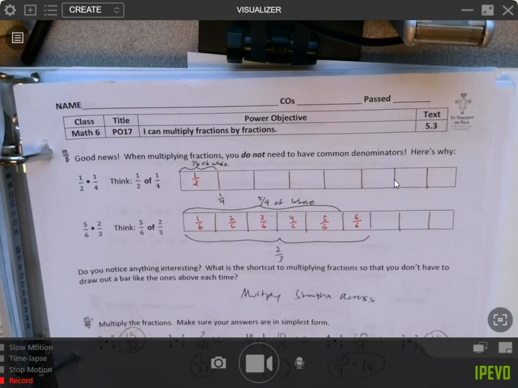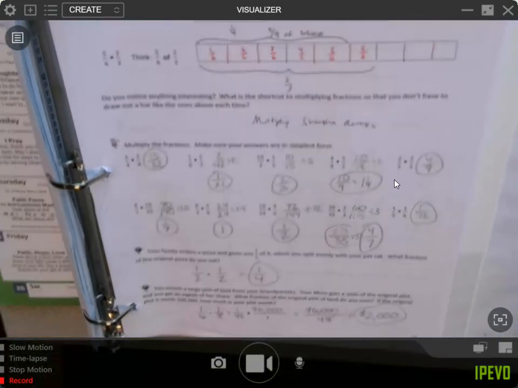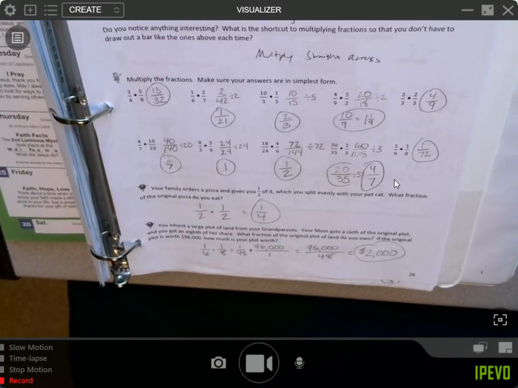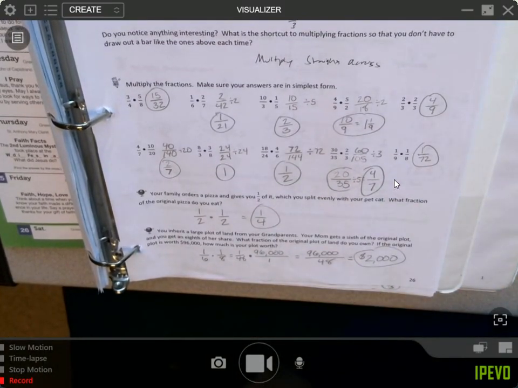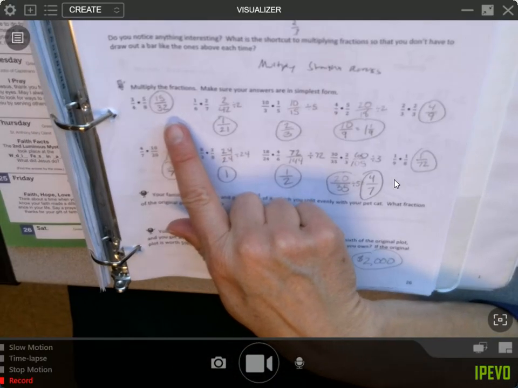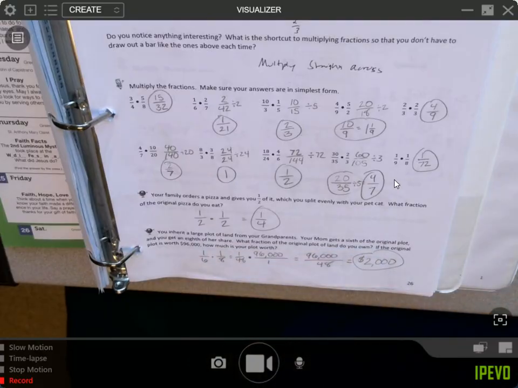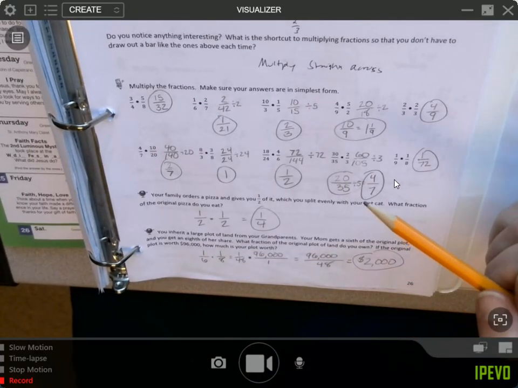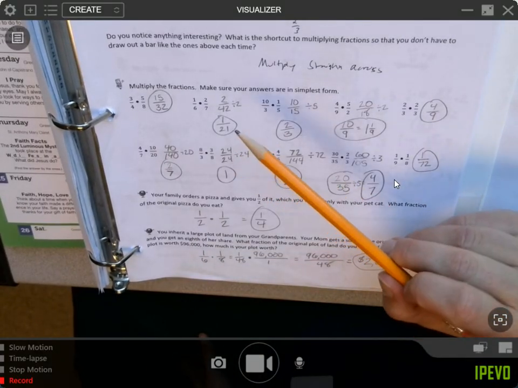So PO17, I can multiply fractions by fractions. Remember, we multiply straight across, and then we simplify if we can. So I'm just going to read across our answers, and then you can ask if you have questions on how I got the answer I got.